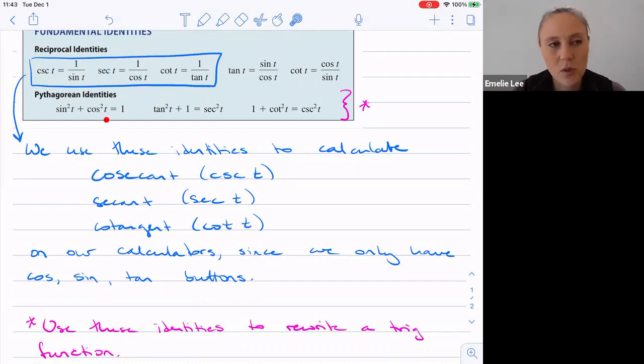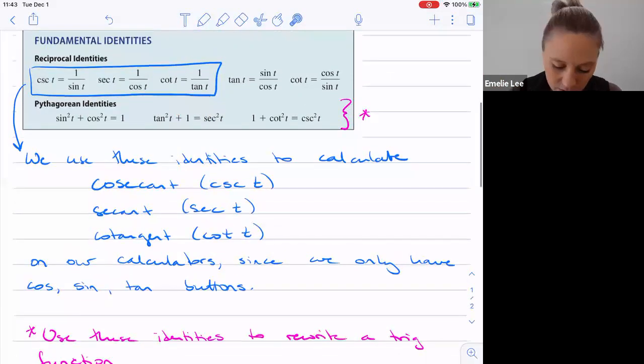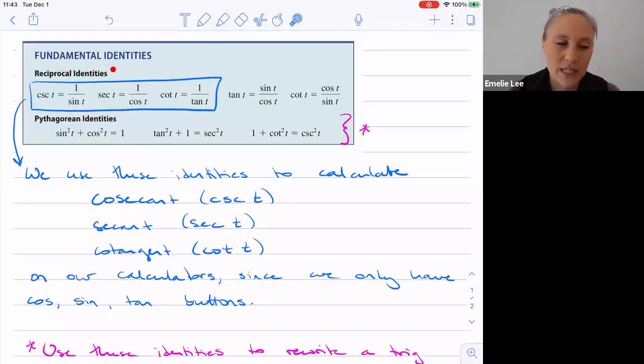Sine squared plus cos squared is a really common identity that we use. Even secant squared is tan squared plus 1 is really useful as well. So depending on what you're doing, there are a lot of things that we can do with these identities. Okay, so that's why we call them the fundamental identities.